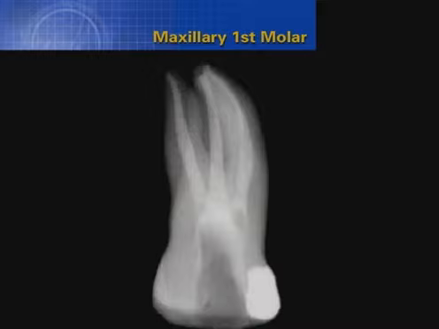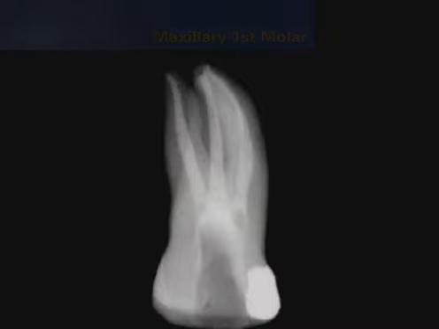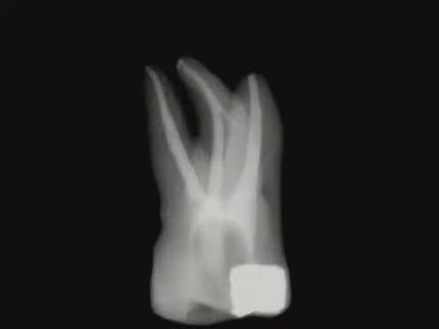Maxillary first molars notoriously hold a second system in the MB root about 90% of the time. Therefore, off-angled films begin to show us the breadth of the root and the asymmetry of the gutta percha within the MB root.